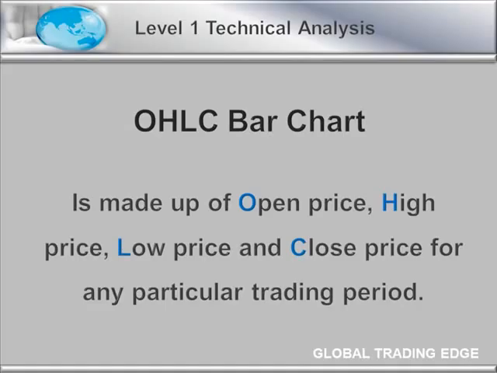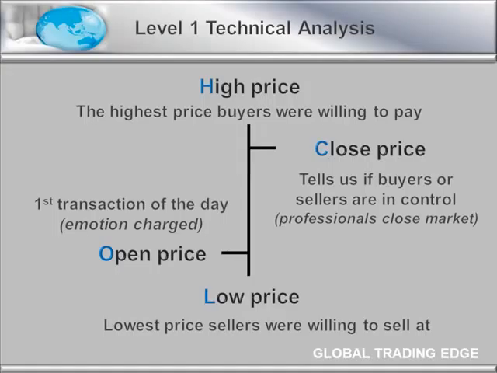The OHLC, or the Open, High, Low, Close bar chart, is made up of open price, high price, low price, and close price for any particular trading period. So let's have a look at the actual open, high, low, close bar. The high price is the highest price that buyers are willing to pay. The low price is obviously the lowest price sellers were willing to sell at. The close price tells us if buyers or sellers are in control. Professionals close the market.